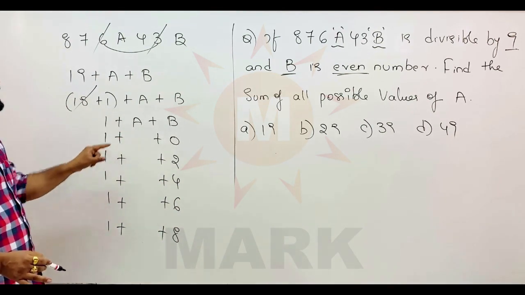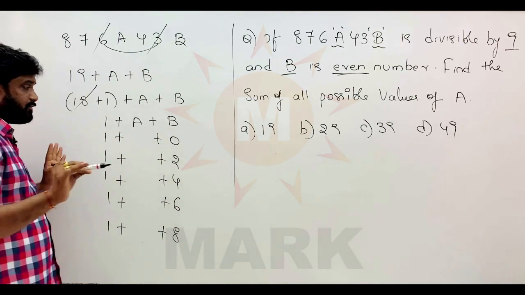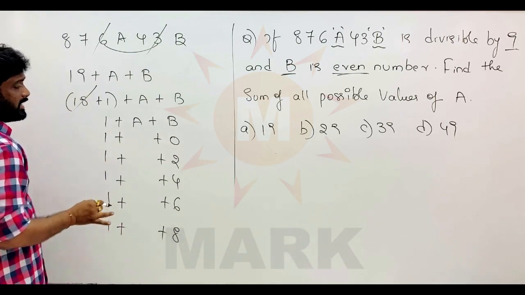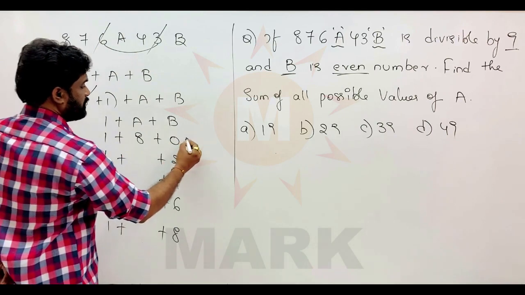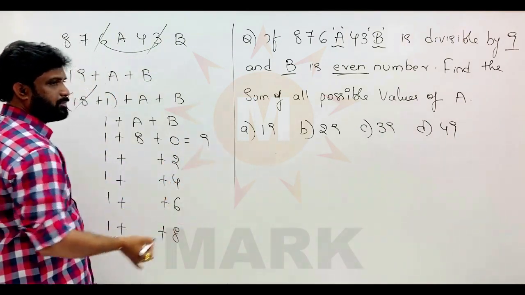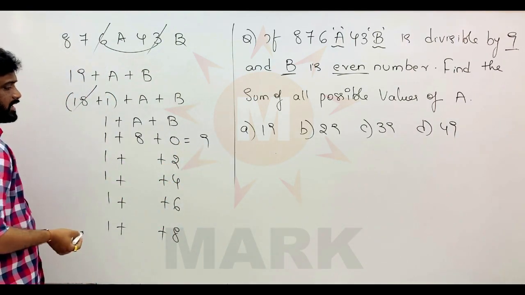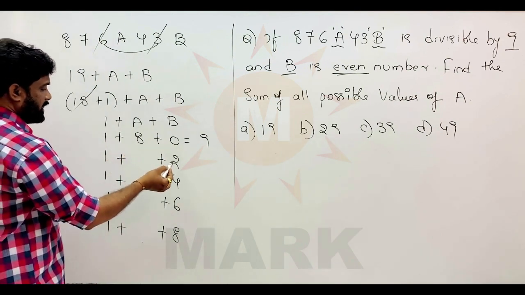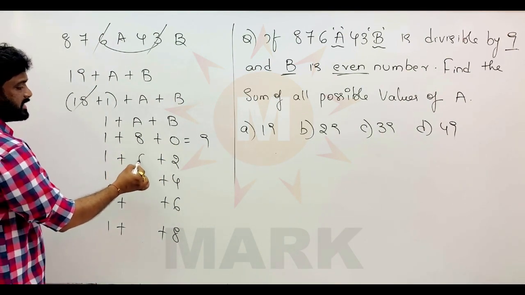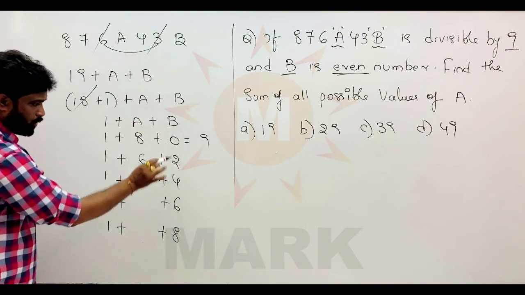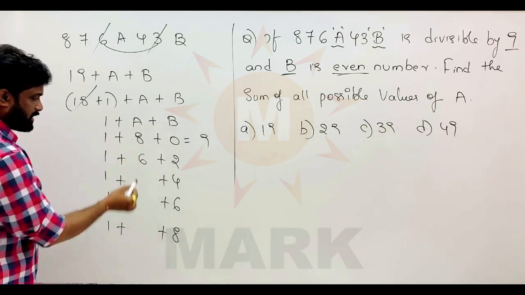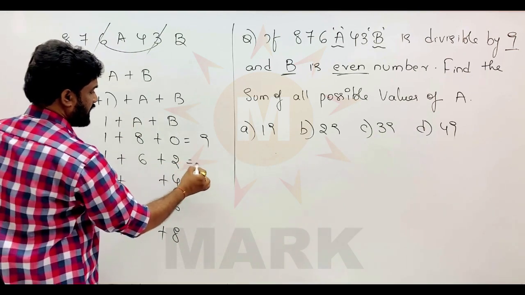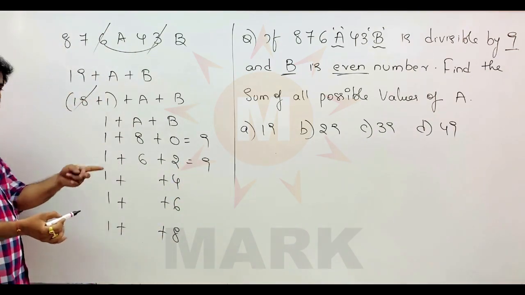Now A, in the place of A, should be a single digit number first of all. So if I put A as 8, then 1 plus 8 plus 0 will become 9. Yes, that is divisible by 9. Now the second point is 2 here, and if I put 6 here, that means here B gets increased by 2 and A gets decreased by 2. Okay, they change by 2 continuously. 1 plus 6 plus 2 will give 9. Yes, then also the sum is 9, divisible by 9.